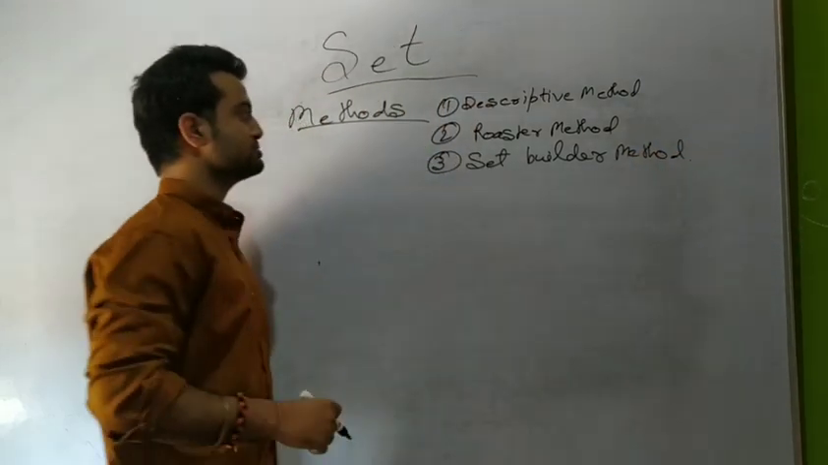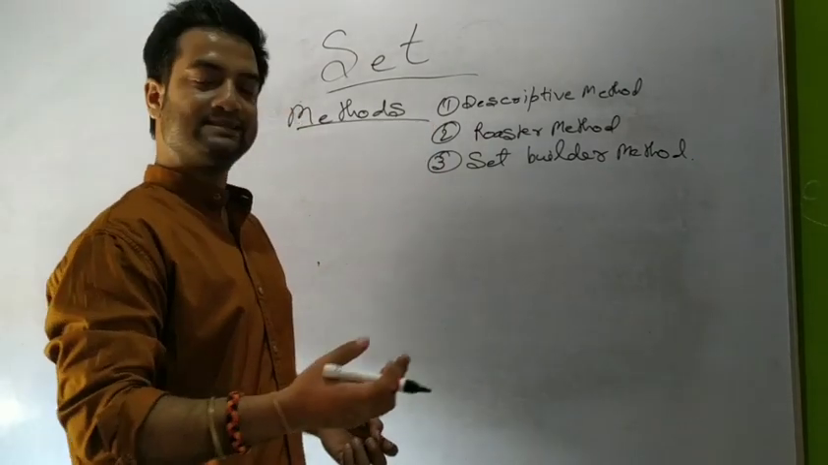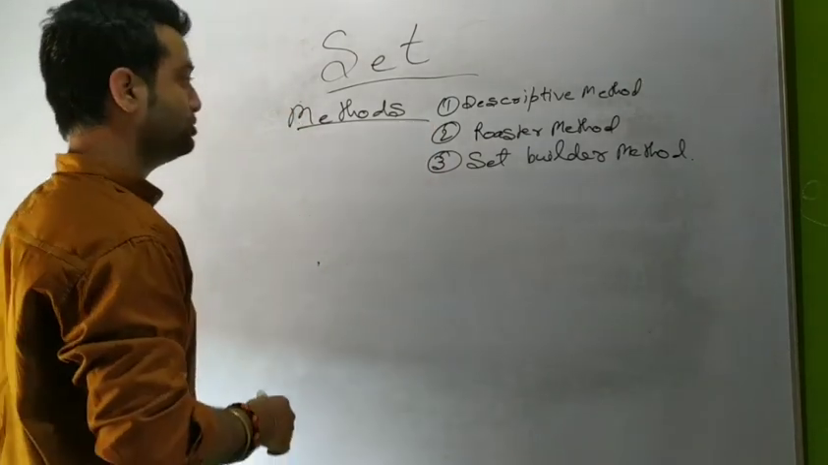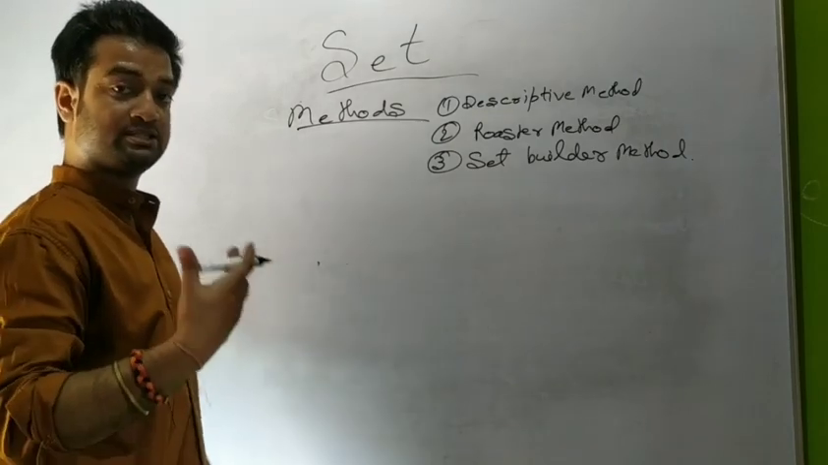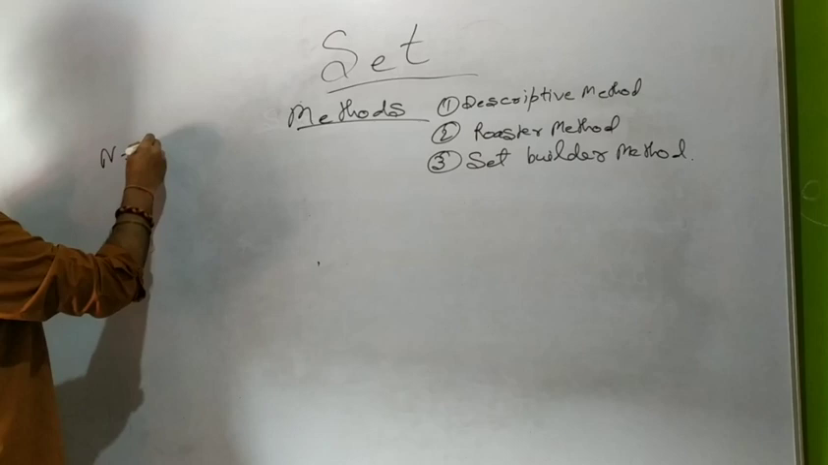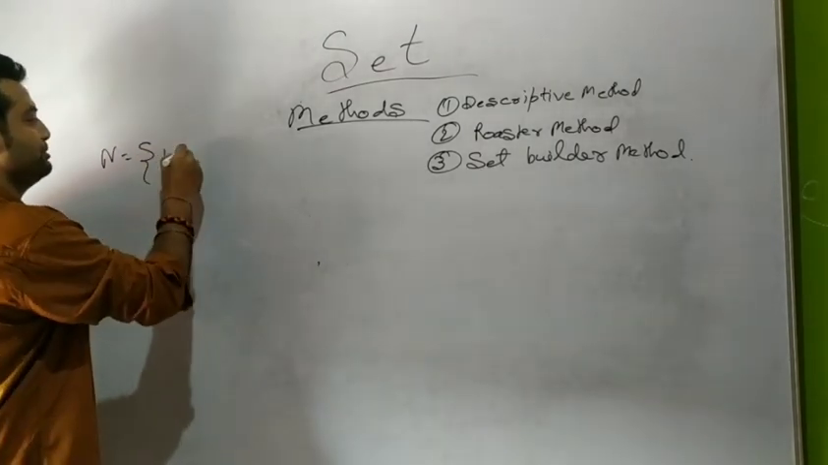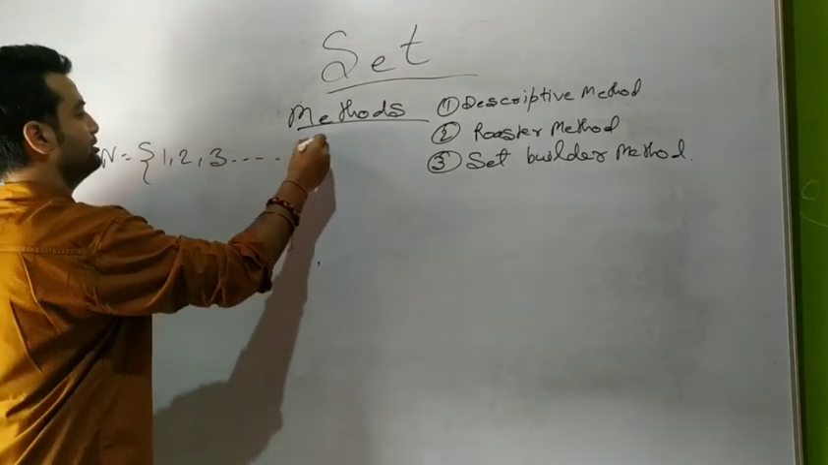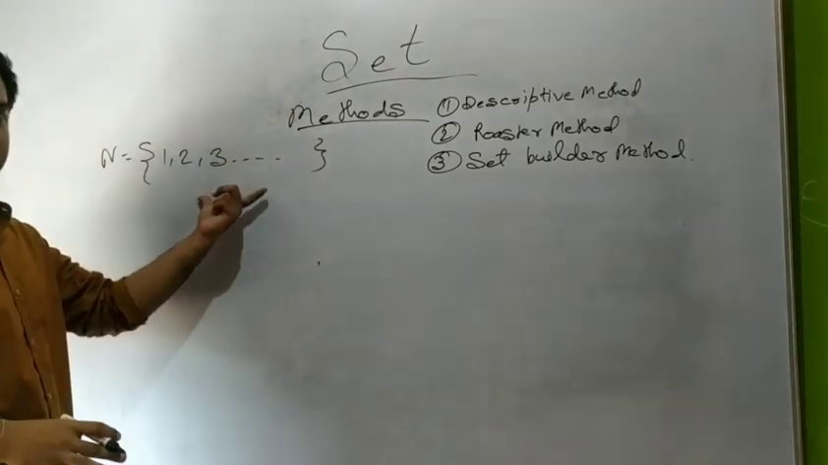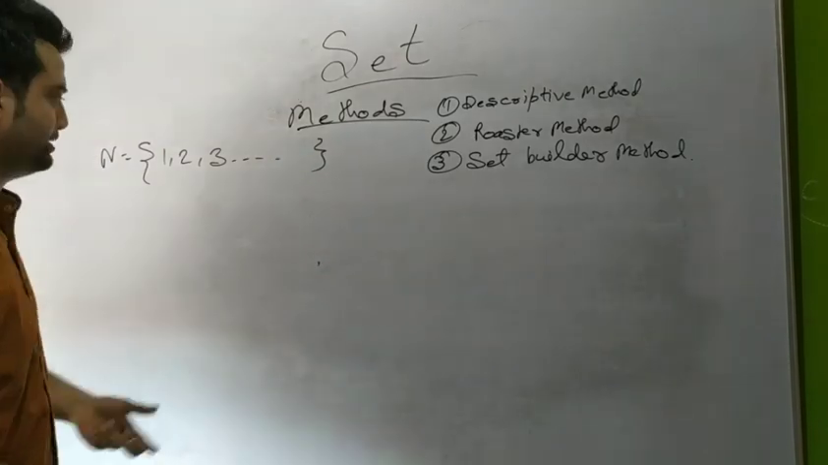Okay, suppose I want a set of natural numbers less than 11. You all have studied rational numbers in the chapter on integers. Natural numbers, if we start the counting, are called natural numbers. So these are 1, 2, 3, dot dot dot till infinity. Such sets which are never ending are called infinite sets. We will talk about it later.